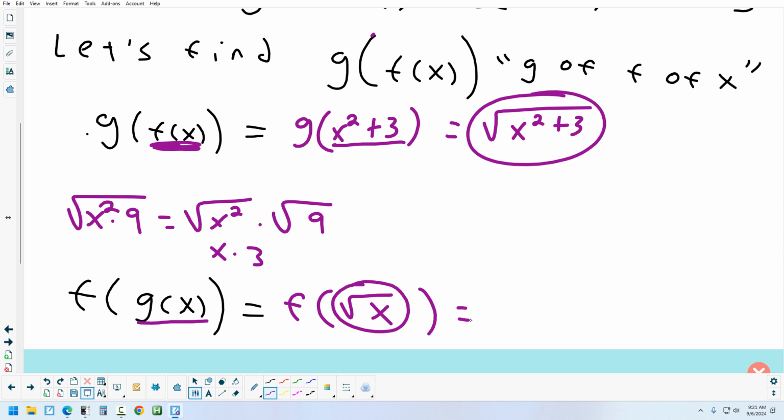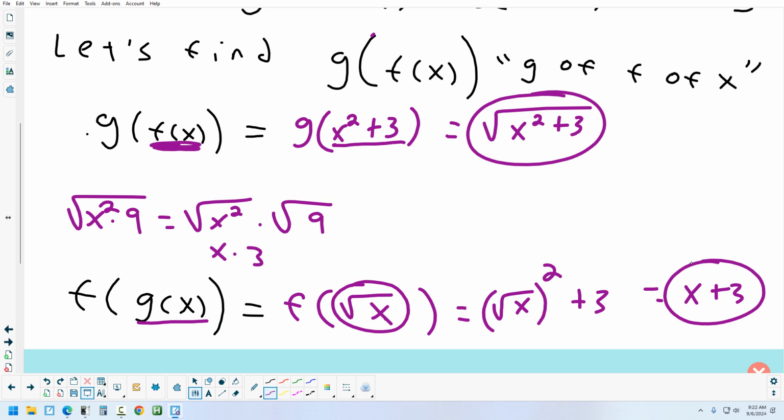All right. So what would that look like? I don't want you to simplify, but can somebody just tell me if you change all the variables in f to that, what does it look like? Yep. Square root of x squared plus 3. Perfect. Now that does simplify. The square and the square root cancel, and you get x plus 3. So doing g of f and f of g doesn't give you the same answer. That's what I'm trying to show you.